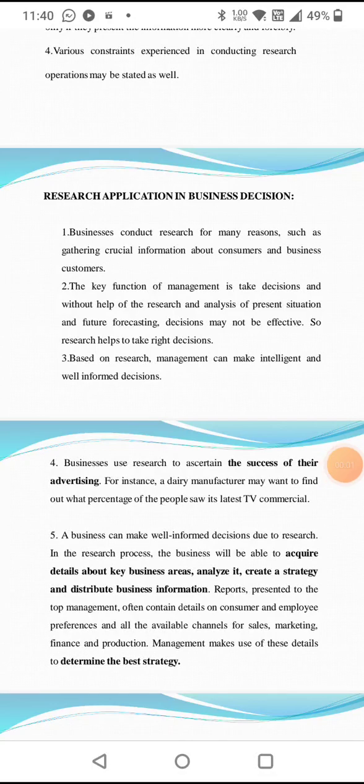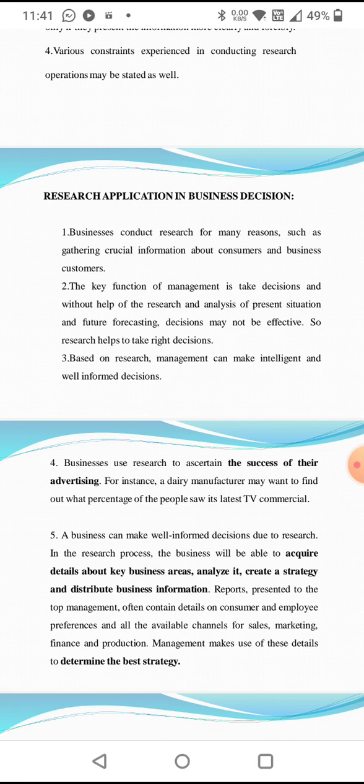So we are in video 4 of research methodology and IPR. We have already started with module 1 with video 1, 2 and 3, wherein we covered all the basic steps, the process of research. In today's video, that is video 4, we are learning about research application in business decisions, the different criteria for good research and the problems which are encountered by researchers in India.